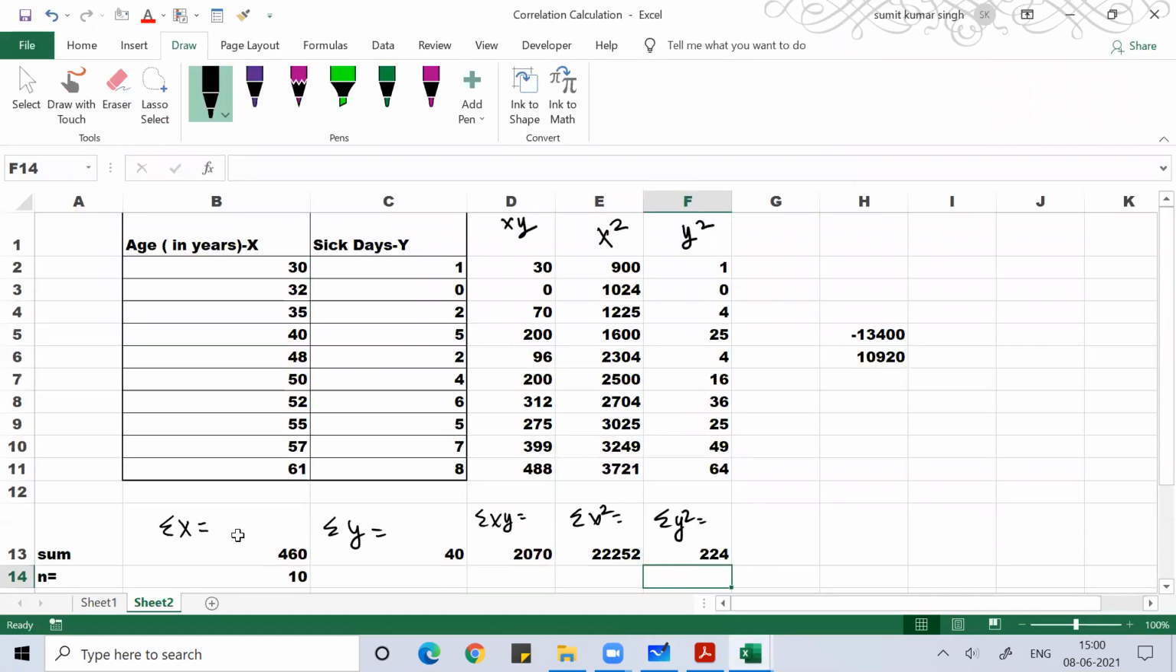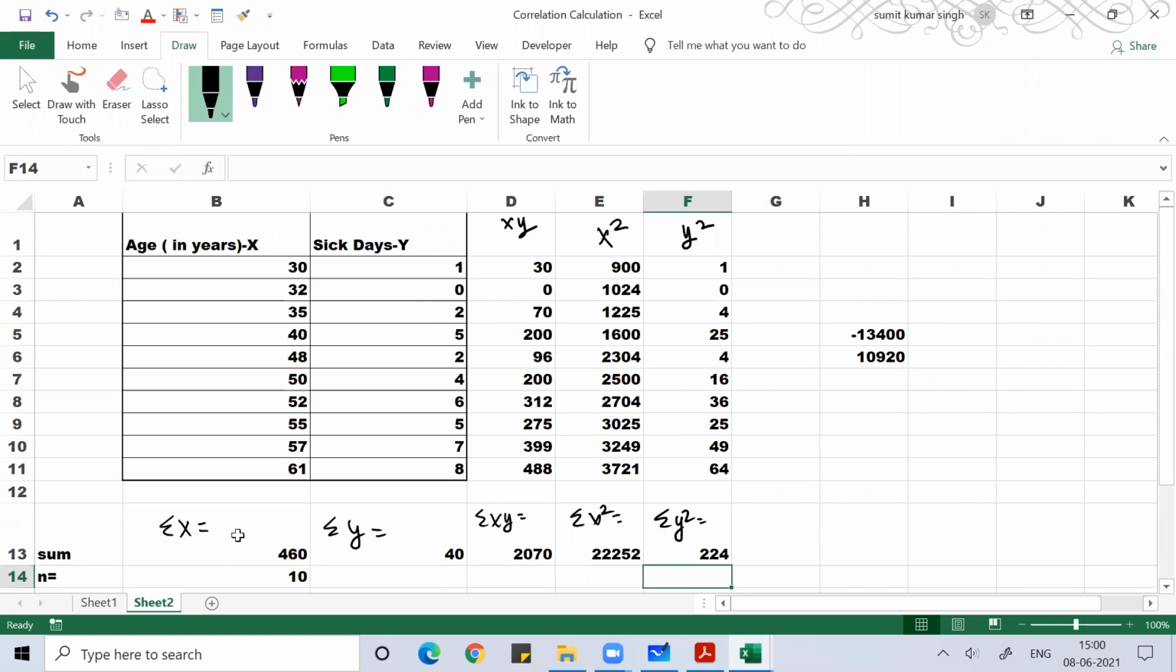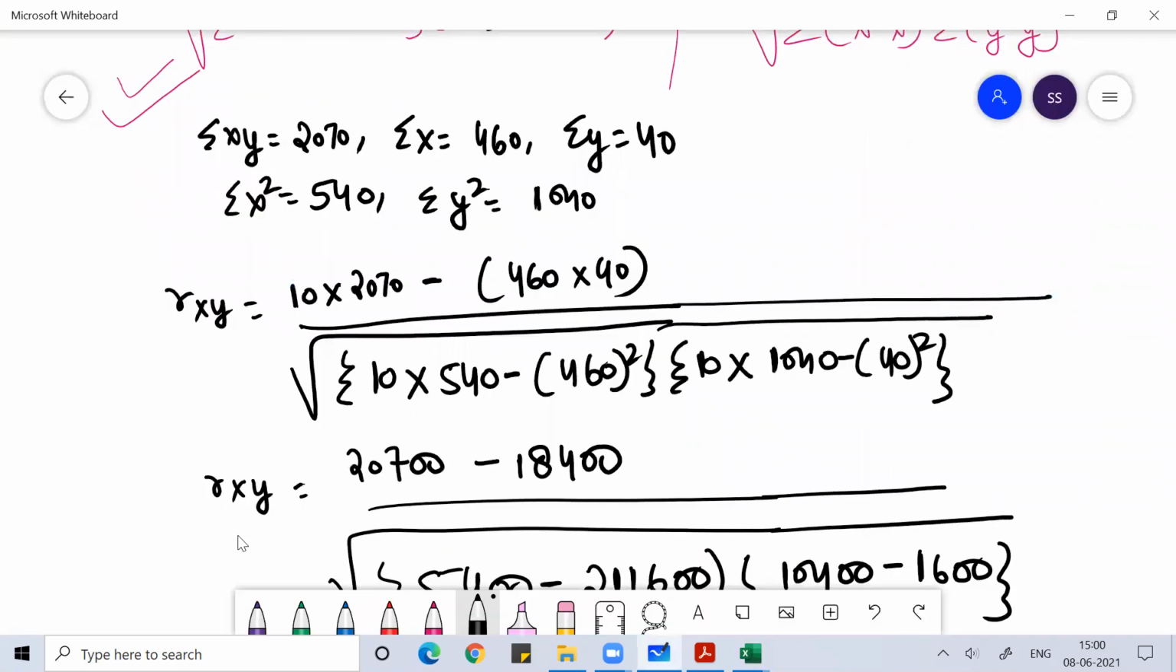That is fine. Then sum of xy is 2070. Sum of x square is 22252. Sum of y square is 224.